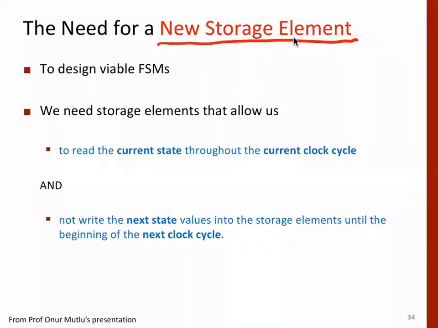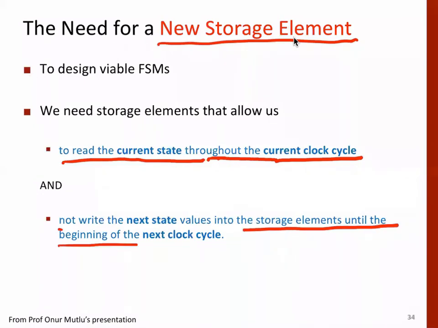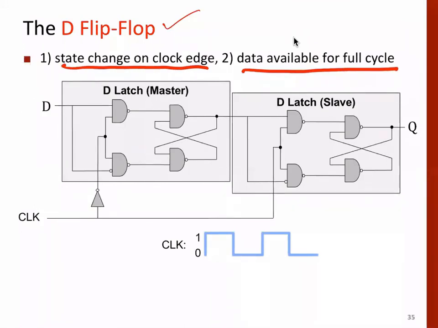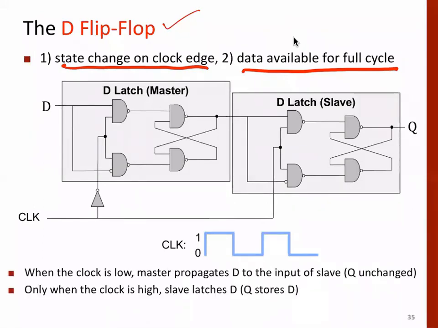The condition is that we need a storage element that allows us to read the current state throughout the current clock cycle, and not write the next state values into storage until the beginning of the next clock cycle. This is very simple, as we have discussed. Now we come to the design of the D-type flip-flop, where state changes only at the clock edge and data is available for the full cycle. And it's something like this.